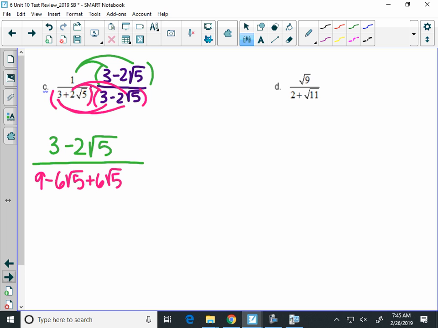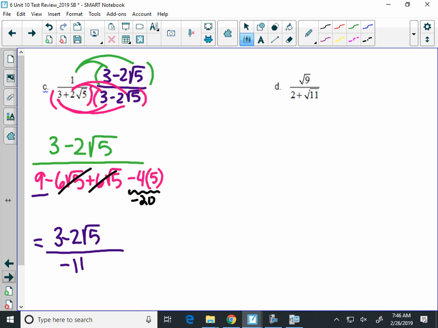2 times negative 2 is negative 4. Radical 5 times radical 5 is 5. So actually we need to write that as minus 4 times 5, which we notice the middle terms cross out. That negative 4 times 5 here is negative 20. So really our simplified form is 3 minus 2 radical 5 is our numerator, and then over 9 minus 20, which is negative 11. That would be your simplified form.